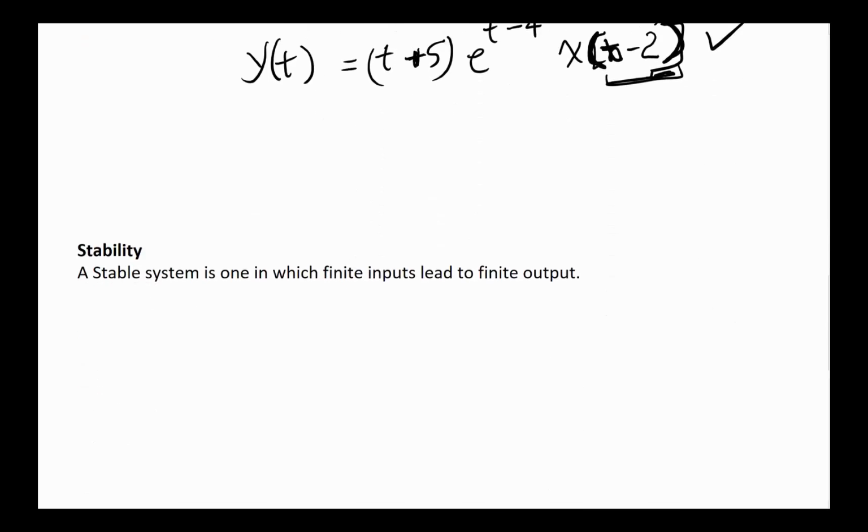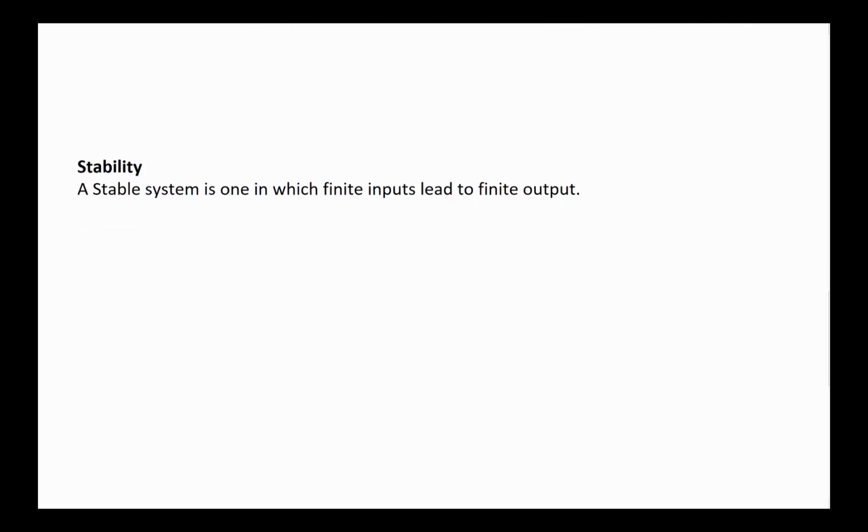The next system property is called stability. A stable system is one in which finite input leads to finite output. In other words, you cannot put a finite input in and get an infinite output. If that happens, you don't have a stable system. So a finite input should give you a finite output.